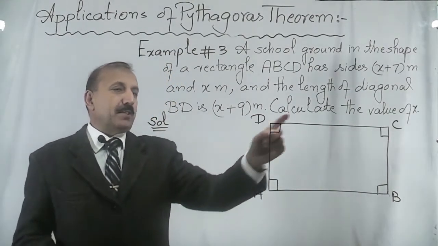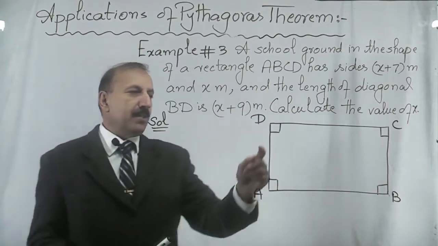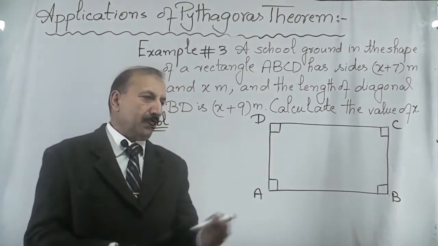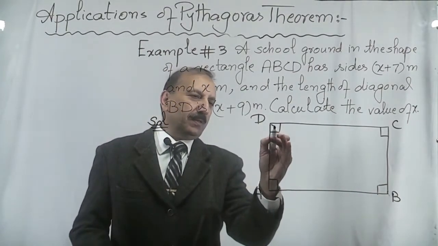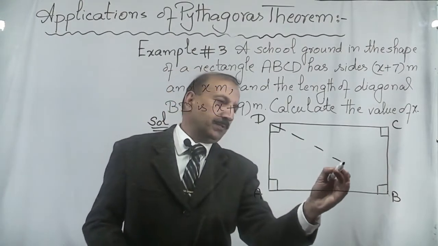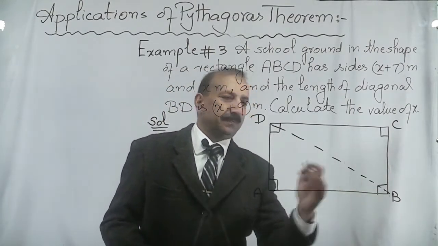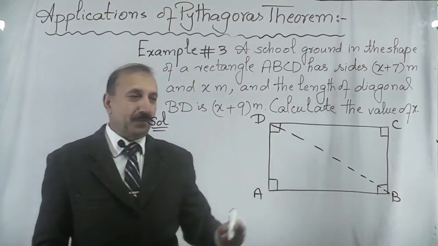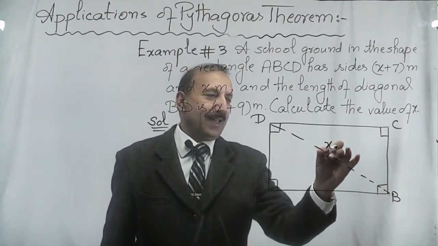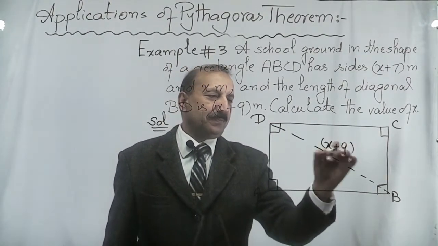And now it is given that the diagonal BD, here is BD given. This BD is the diagonal of this ground, and its length is given. This is x plus 9 meters.